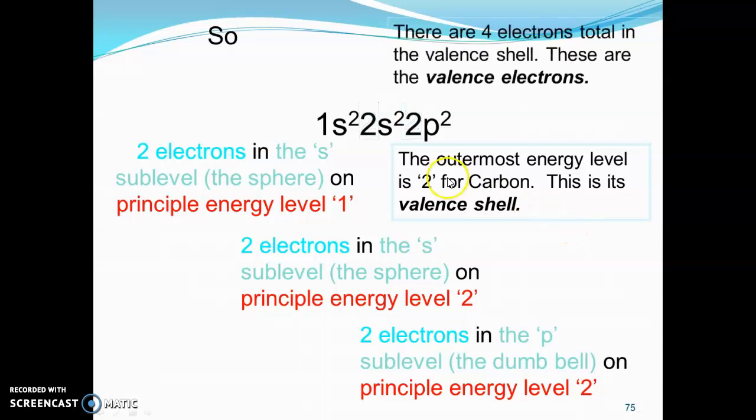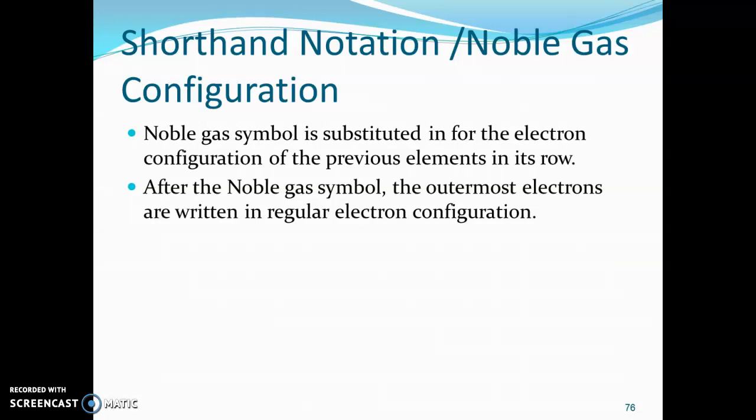All right, so the outermost energy level for carbon is the second energy level, and that's known as the valence shell, or the valence electrons. So there are 4 valence electrons on carbon, and we'll come back and visit that again when we do periodic properties in the next module.